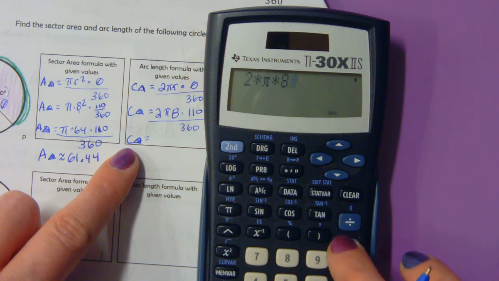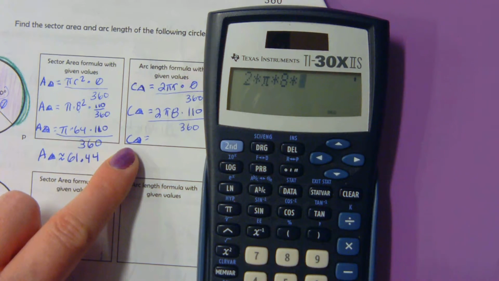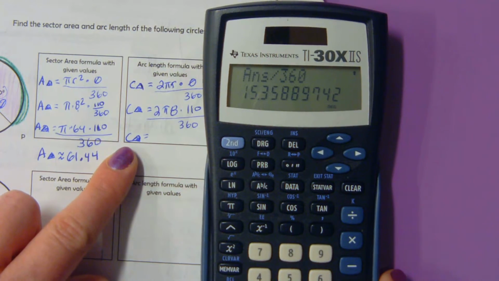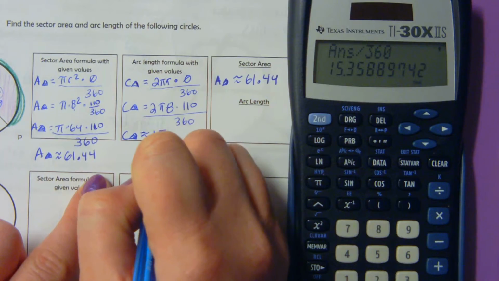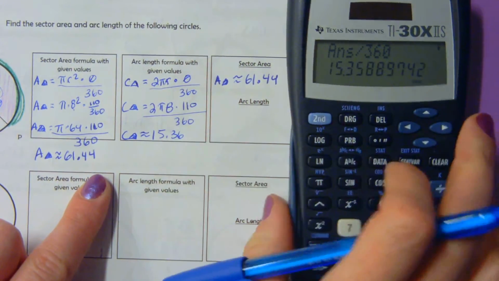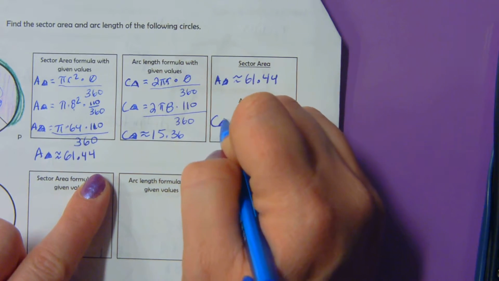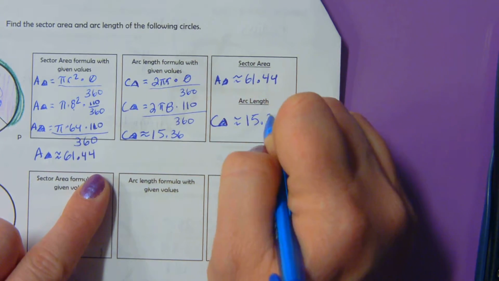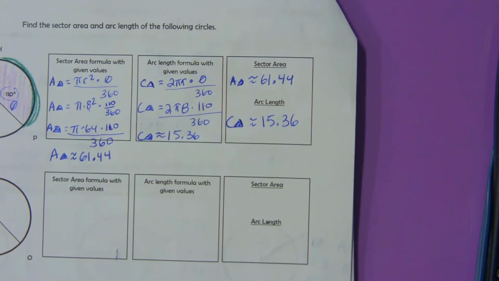So my circumference of that arc, or my arc length, is, bust it up on a calculator, 2 times pi times radius 8 times, divided by, times 110, ta-da, divided by 360, and there's my arc length, 15 and 36 hundredths. So the circumference of the arc, which I think is arc length, is about 15 and 36 hundredths. All right, so that's one example.